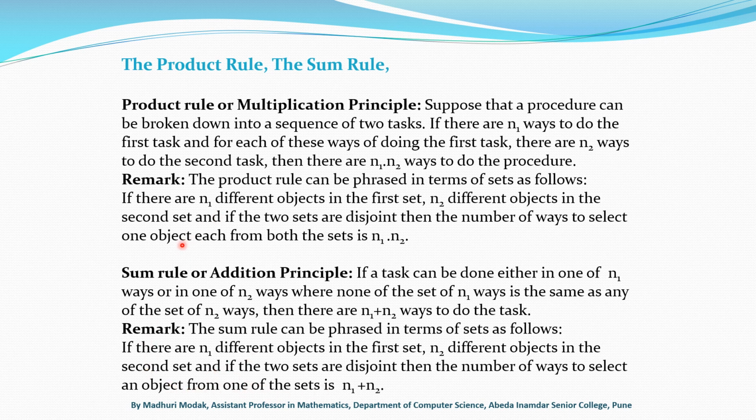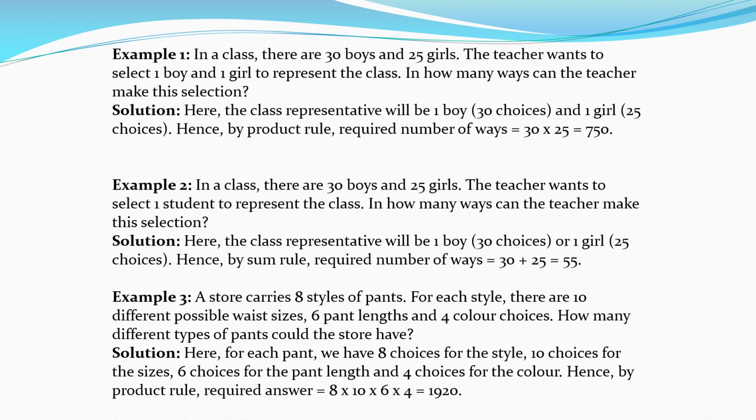Now see what is the difference between product and sum rule. Now here same sets were given containing n1 and n2 objects respectively. But here from each set we are selecting one element. So from n1 elements we are selecting one, and from n2 elements we are selecting one element. And here overall we are selecting only one element. So that is the difference.